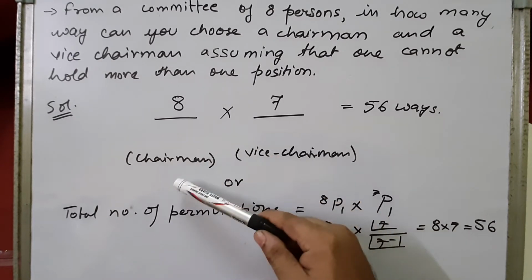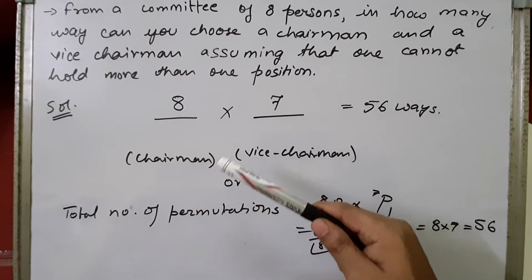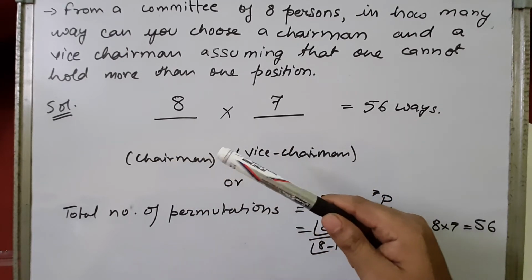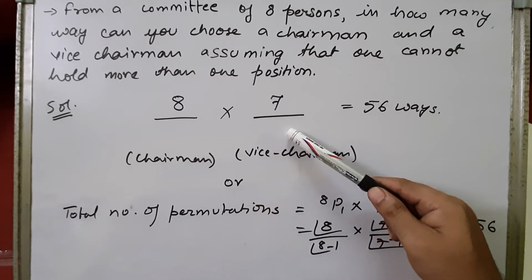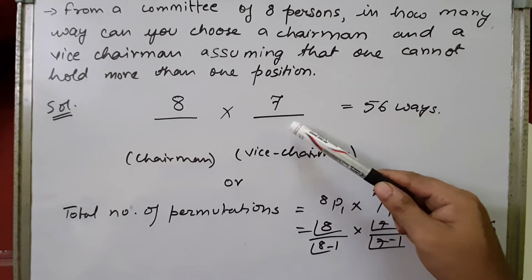So one seat is occupied, one person has taken the position. How many persons are remaining? 7 people are remaining. Now from the 7 people, anyone could be the vice chairman. So for the vice chairman position, how many options do we have? 7 options.